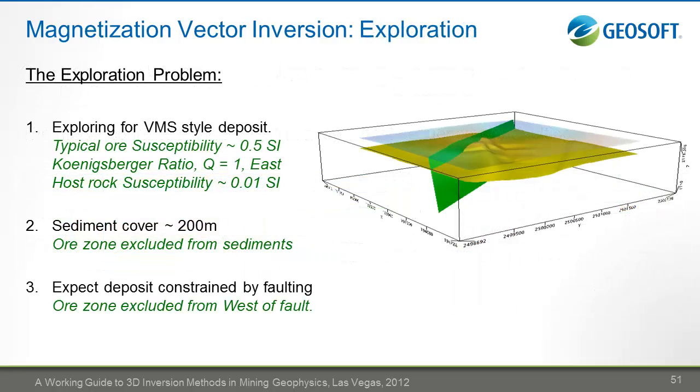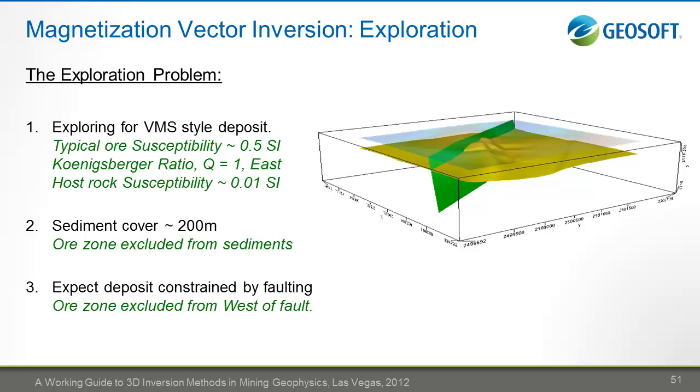So here's our exploration problem. We're going to define it as follows. We're exploring for a VMS style deposit. We've got a susceptible ore zone. We're aware that there may be some remanent magnetization, but we don't quite know what it is. We're going to say that the host rock is far less susceptible than the ore zone. We're going to add some constraints into this exploration problem. We know there's about 200 meters of sediment cover, so the ore zone has to be in the bedrock and is therefore excluded from this cover process.